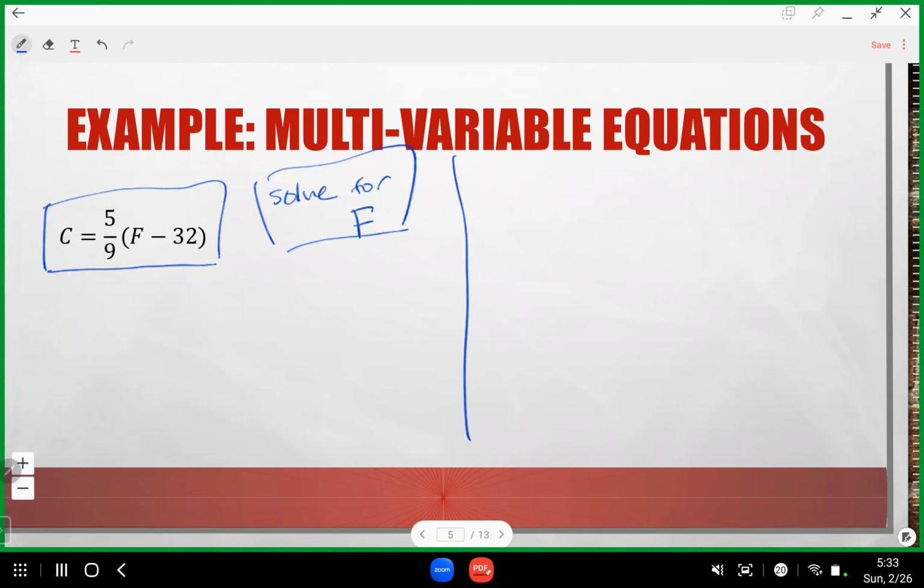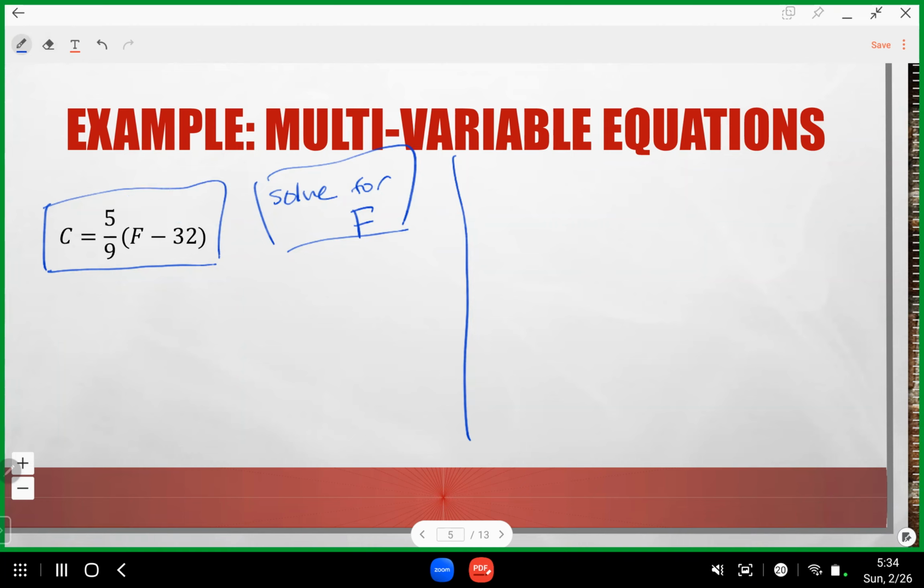Okay, so when you do this, you similarly use the inverse operation, right? It's very, very similar to the linear equations. The only difference is that there's more than one variable. Okay, so when you solve for f, first of all, you could distribute this. I definitely do not recommend distributing it because 5/9 times -32 is an extremely ugly number. You do not want to deal with fractions like that.